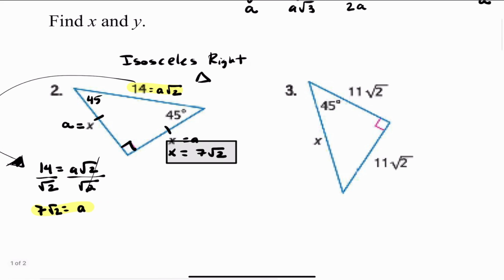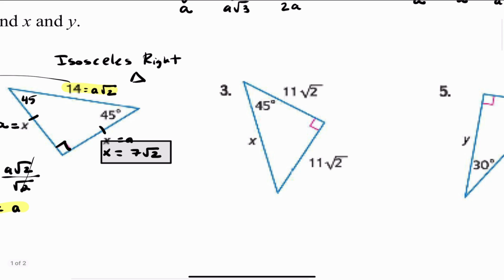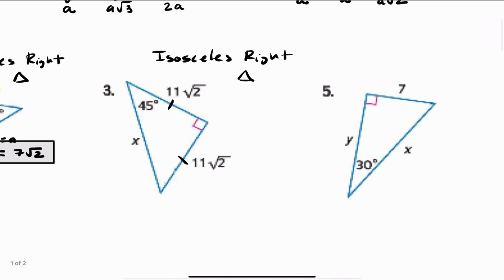Okay? And then number 3, look, you can see that these two segments are congruent. That means it's isosceles and it's a right triangle. You're going to apply the 45, 45, 90 formula for this particular problem, okay?